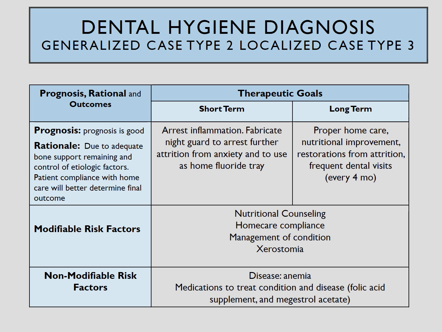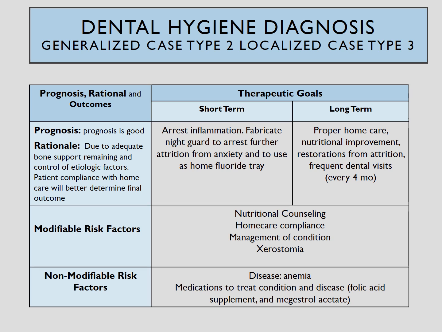Now we will look at the dental hygiene diagnosis of a generalized case type 2 with localized areas of case type 3. Brenda's overall prognosis is good. We can assess this due to adequate bone support remaining and the control of her etiological factors. Her compliance with home care will better determine her final outcome with treatment.